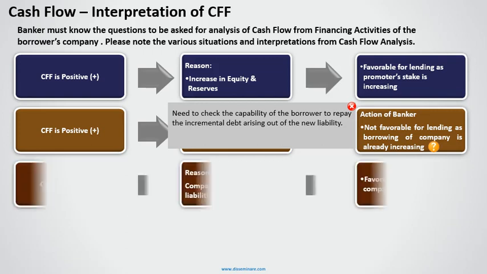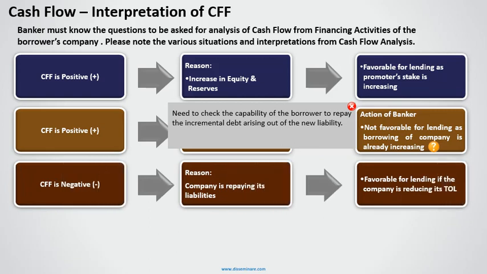In case 3, the CFF is negative and the reason for the same is that the company is paying off its liabilities. The banker should consider such borrower as favorable for lending if the company is reducing its total outside liability.